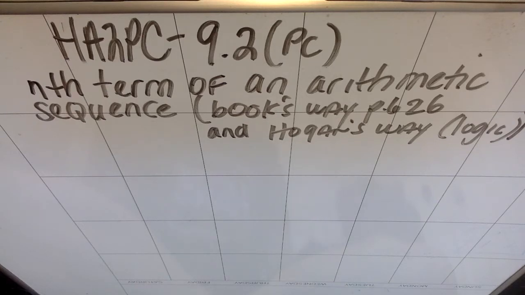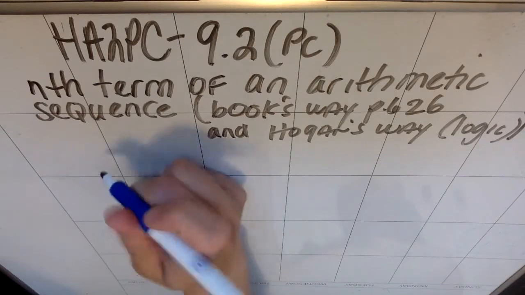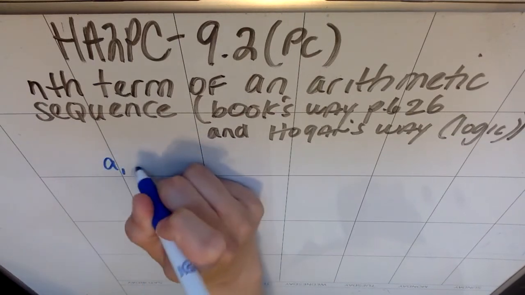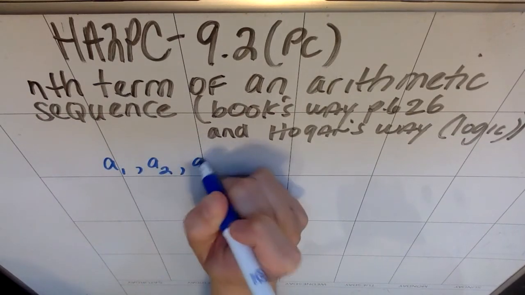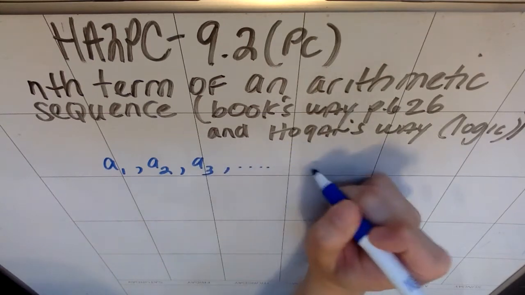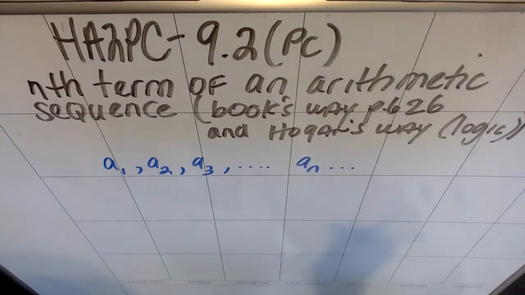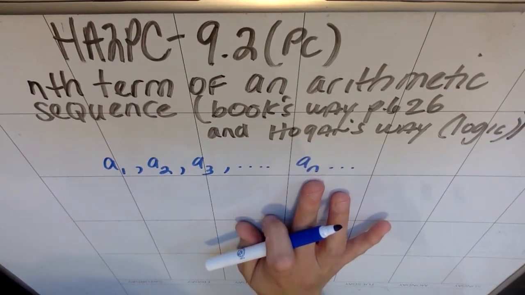So let's first start with the logic, and then we're going to revisit the book and talk about the formula they give and why it's not wrong, it's just different. So let's think about an arithmetic sequence, right? Let's say I have some arithmetic sequence, a sub 1, a sub 2, a sub 3, dot, dot, dot, all the way to a sub n. Let's say I want a formula for the nth term, okay?